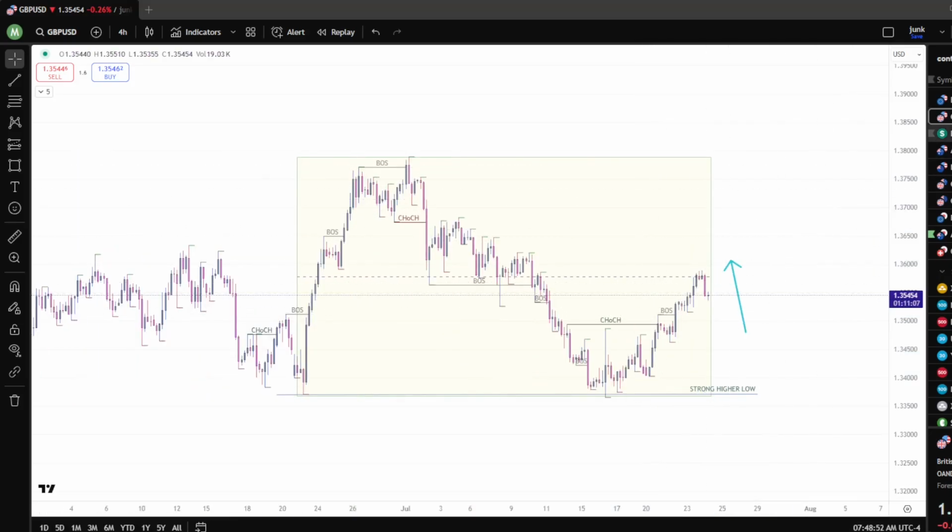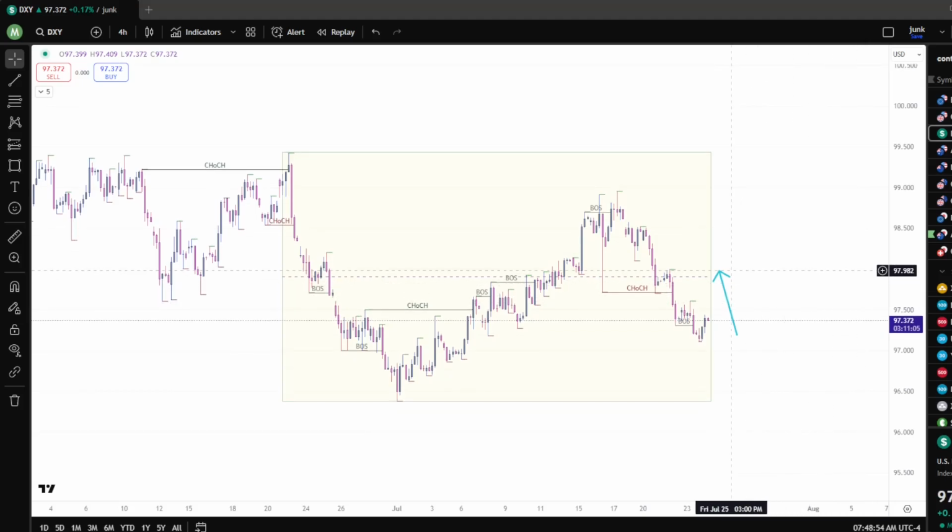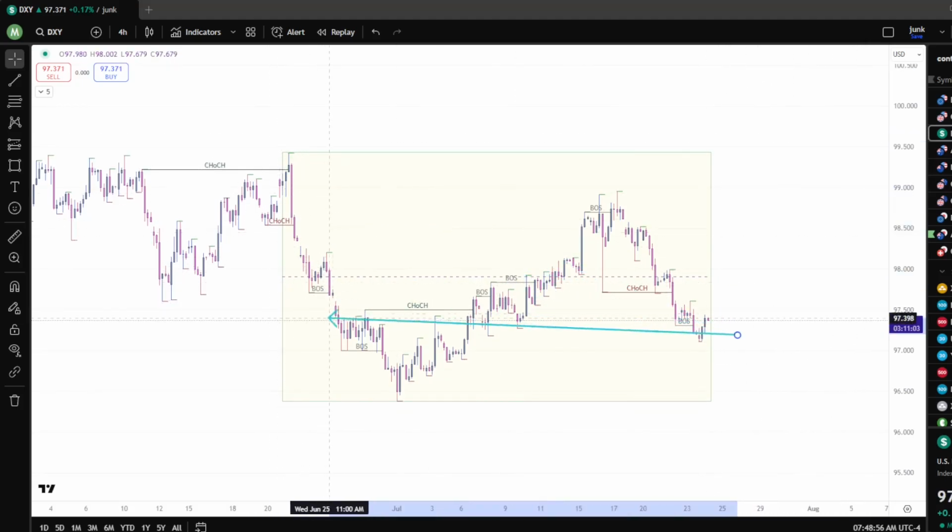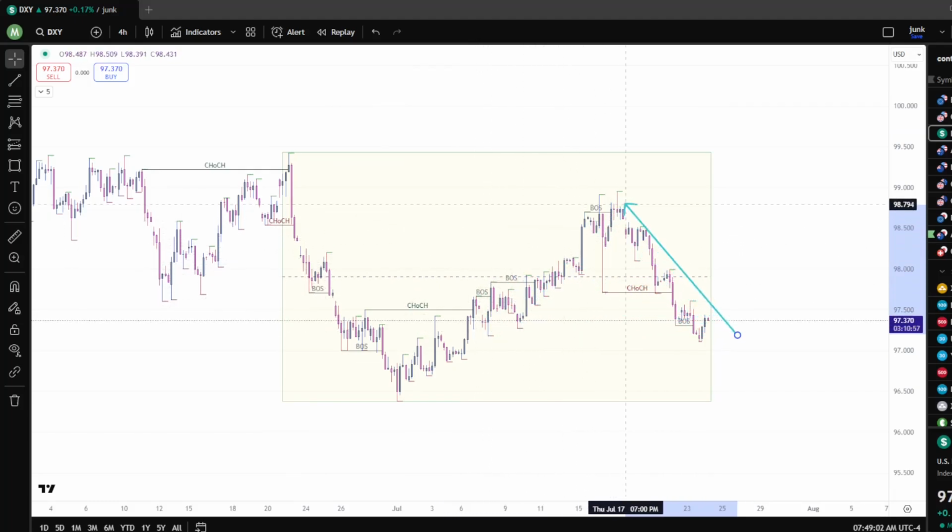Let's go ahead and take a look at DXY, and obviously overall swing structure bearish, started to see some type of momentum gain strength, and then recently this week internal structure started to be bearish again. Sellers stepped back in, broke structure to the downside, lower highs, lower lows, lower highs, lower lows.